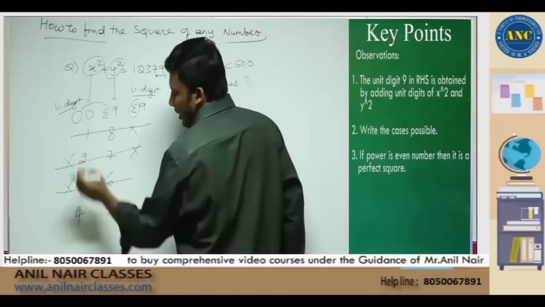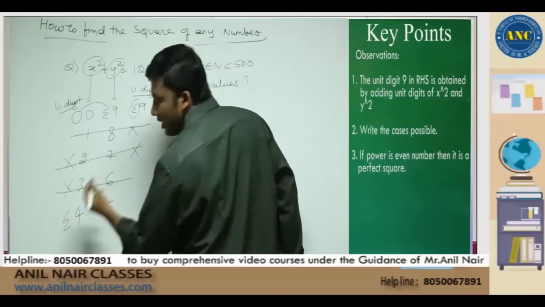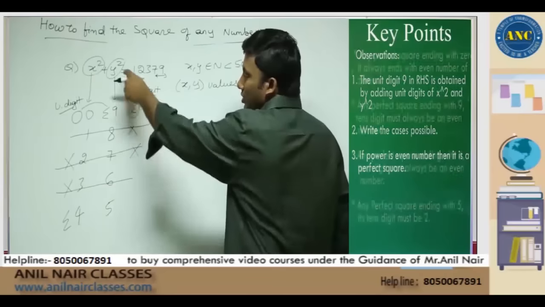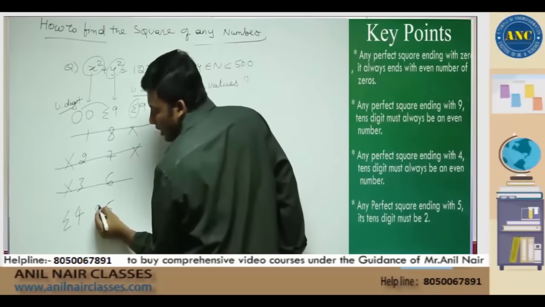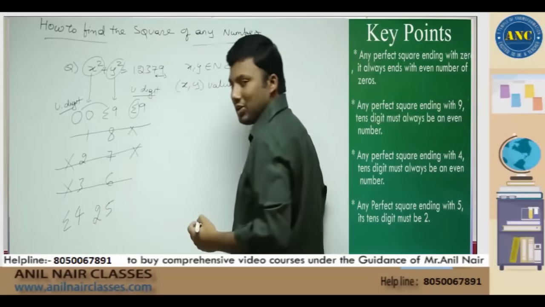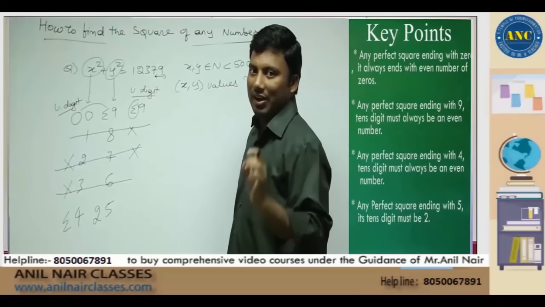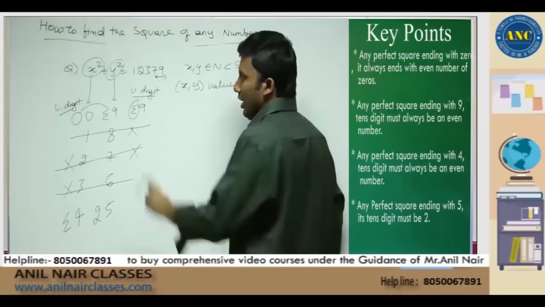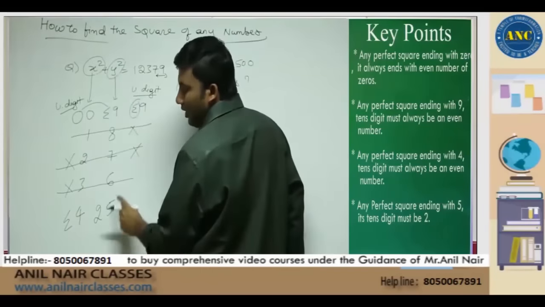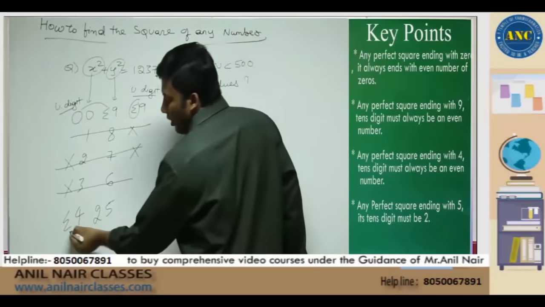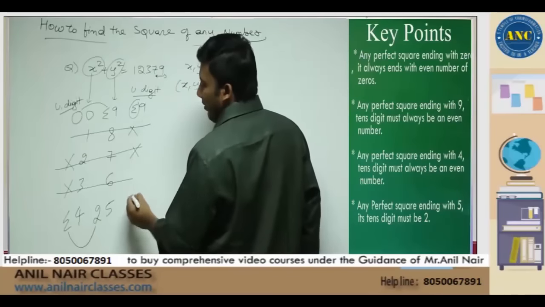Next, any perfect square ending with 4, what is the tens digit? Even number. Y square is ending with 5. What is the tens digit? It should always be 2. 5 square 25, 25 square 625, 15 square 225. Any perfect square ending with 5, the tens digit is always 2. What is even plus even? Again an even number.